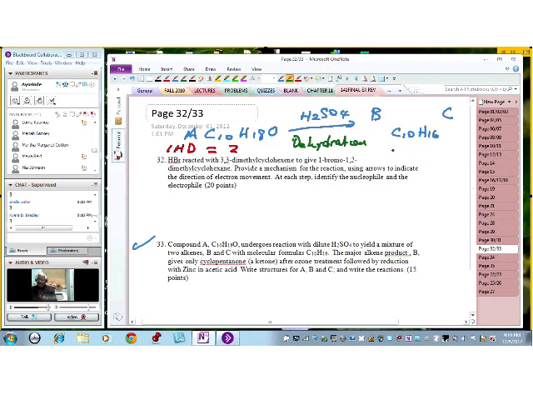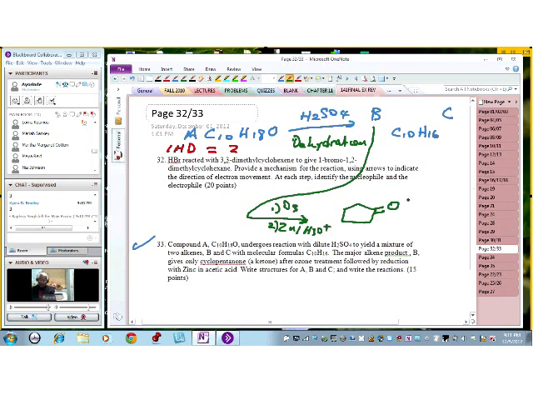Okay. Now, they now say that B, which is the major alkene product, gives only cyclopentanone after reaction with ozone. Okay, so now they say this one here, B, reacts with ozone. Follow this now. Okay, to give cyclopentanone. Okay, to give this here. So what does that tell you about compound B?